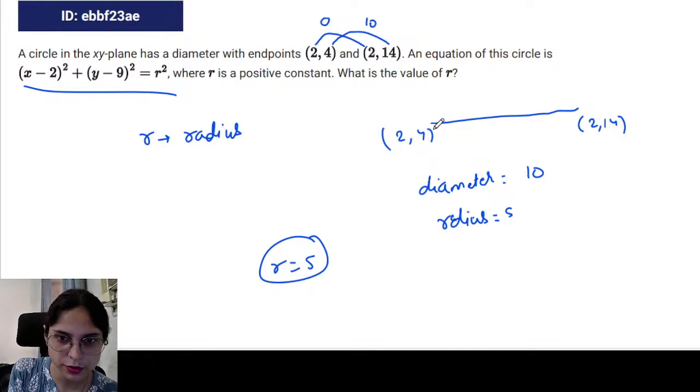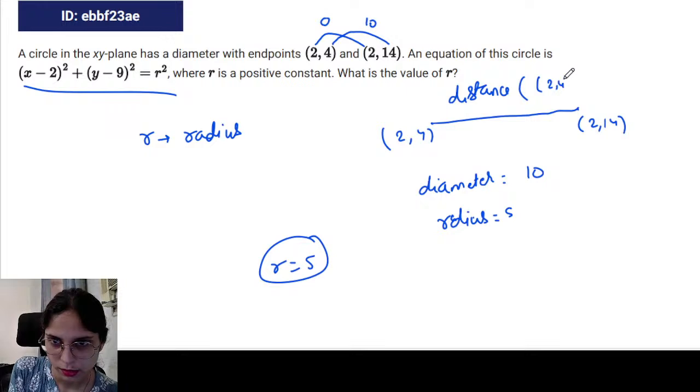Alright, so there's also one more hack you can do in Desmos. When 2 points are given to you and you have to find the distance, you can just write distance and the 2 points.